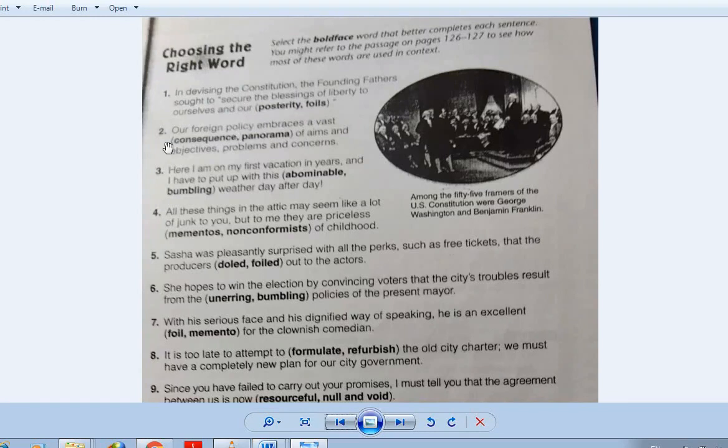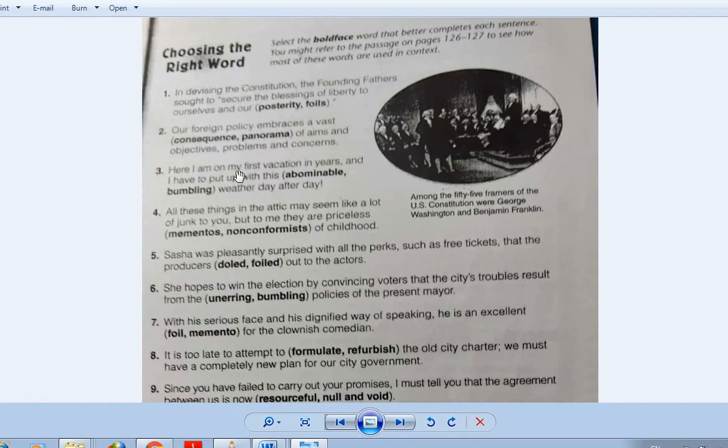Number 2, our foreign policy embraces a vast consequences or panorama of aims and objectives, problems and concerns. So our foreign policy embraces a vast what of aims and objectives. A vast panorama of aims and objectives, a vast view of problems, objectives, and aims? Yes. A vast panorama. Yes. Okay. Number 3.